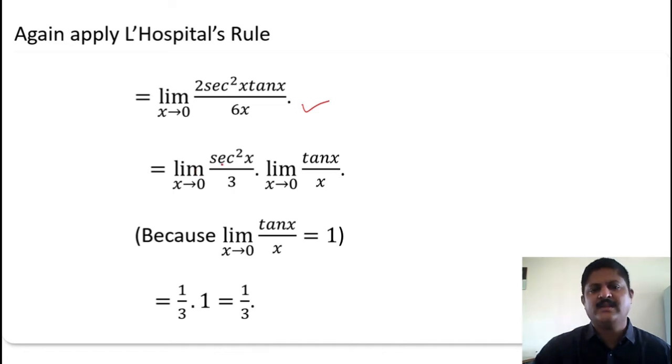You can write limit of f of x into g of x implies limit of f of x into limit of g of x. Therefore limit of x tends to 0, secant square x by 3 into limit of tan x by x as x tends to 0. Here this value becomes 1. Therefore secant 0 is nothing but 1. Secant 0 equals 1. Therefore 1 square by 3 into 1, the total limit value is 1 by 3.